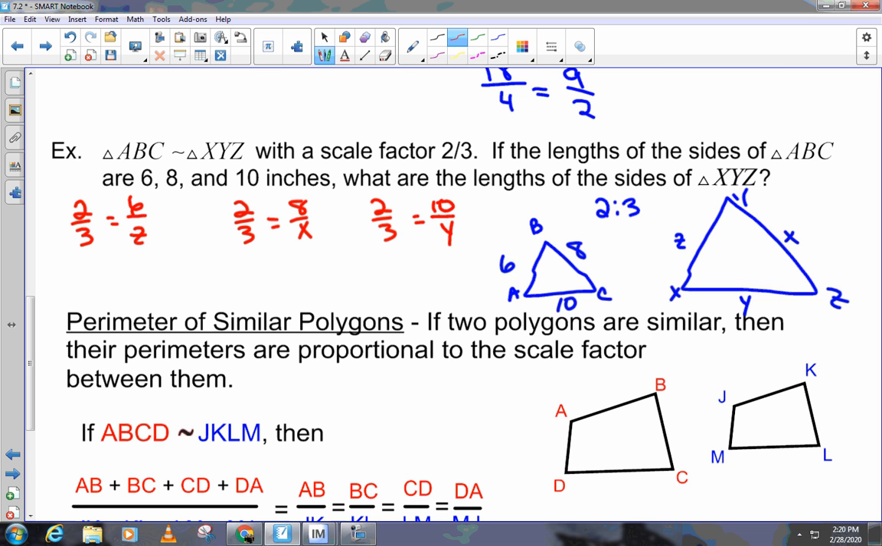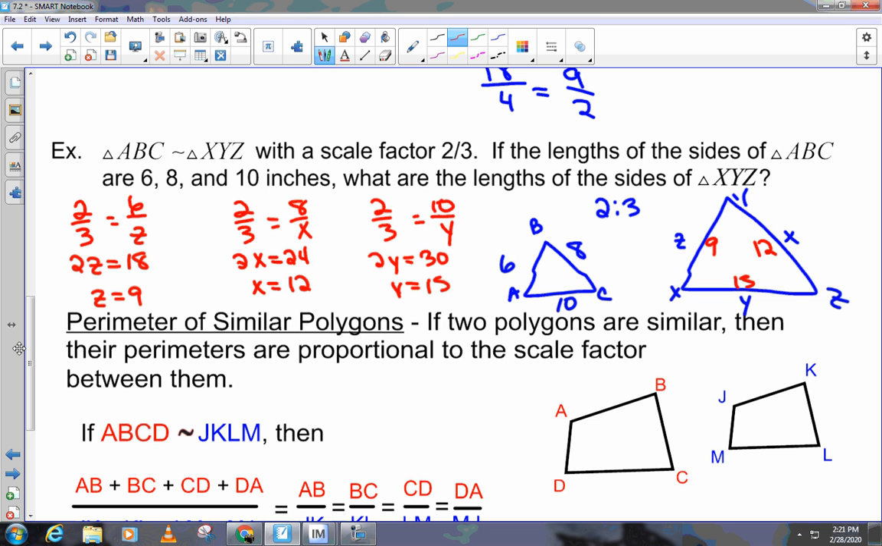But I can cross multiply, and I get 2z equals 18. So z is 9. So this right here is 9. Here I get 2x equals 24. So x is 12. And 2y equals 30. And so y is 15. So if you're given the scale factor and one of the sides, then you can find the other sides if the triangles are similar.